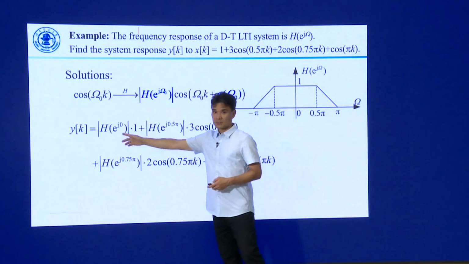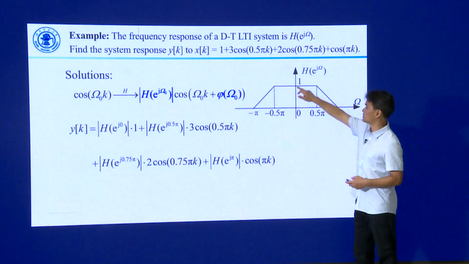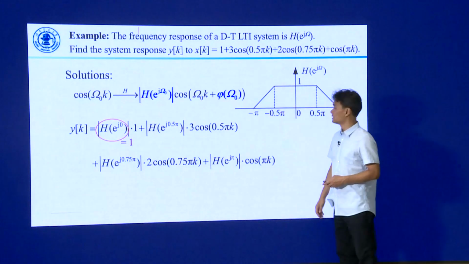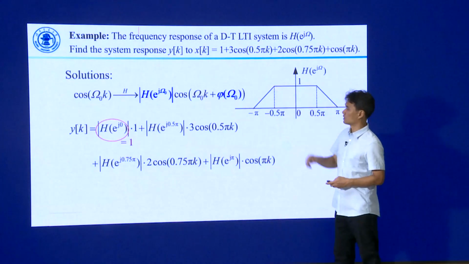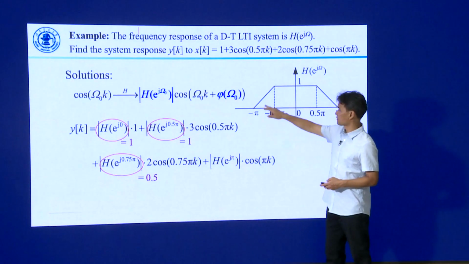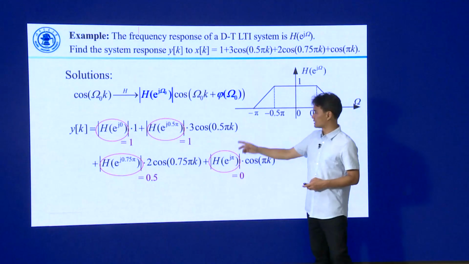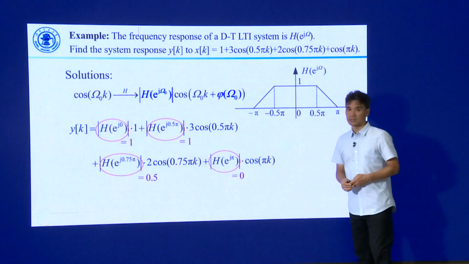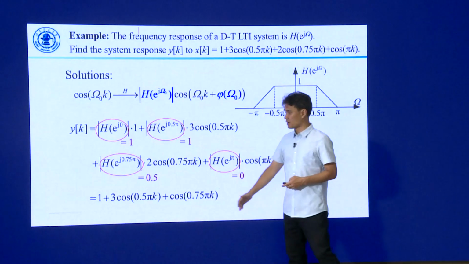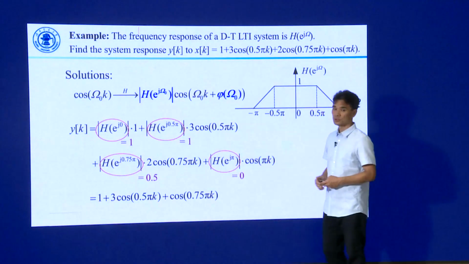When the frequency is equal to 0, the amplitude response is equal to 1. When the frequency is equal to 0.5 pi, the amplitude is equal to 1 as well. If the frequency changes to 0.75 pi, the amplitude is 0.5. When the frequency is equal to pi, then the amplitude is equal to 0. So the response to x of k actually is the summation of the 4 responses.